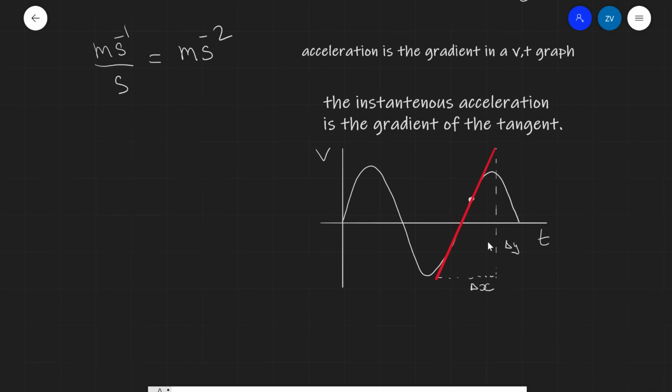If I want to find my instantaneous acceleration, so for instance, if the velocity time graph was not a straight line, what I would need to do is look for the tangent of the gradient. So I'll pick a point, let's say here, and then I'll draw the tangent, and then I'll find the gradient of that tangent. So it's really important, the instantaneous acceleration is the gradient of the tangent.